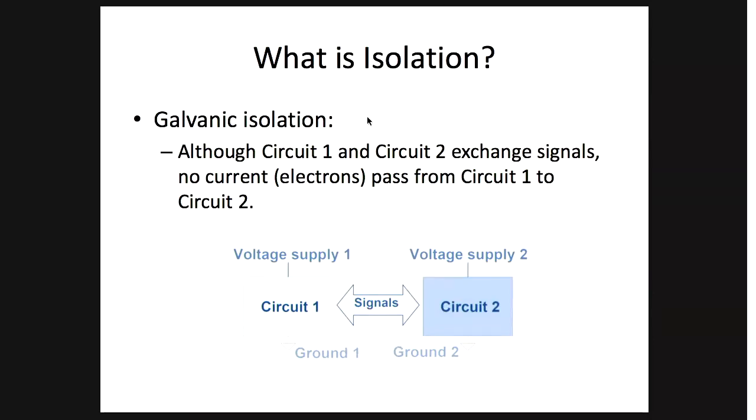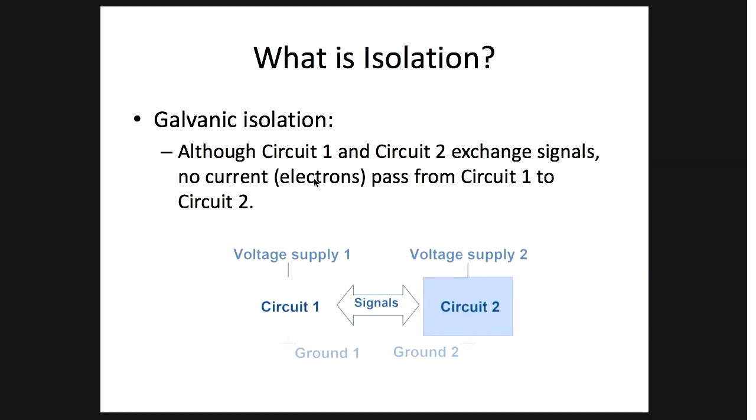So what is isolation? When we say isolation, people will be talking about galvanic isolation. You might hear this word, and you should be thinking, what is meant by galvanic? Galvanic means this is one circuit with voltage power supply 1 and this is the ground. This other circuit has voltage supply 2 and again ground 2. Although circuit 1 and circuit 2 exchange signals, no current passes from circuit 1 to circuit 2.